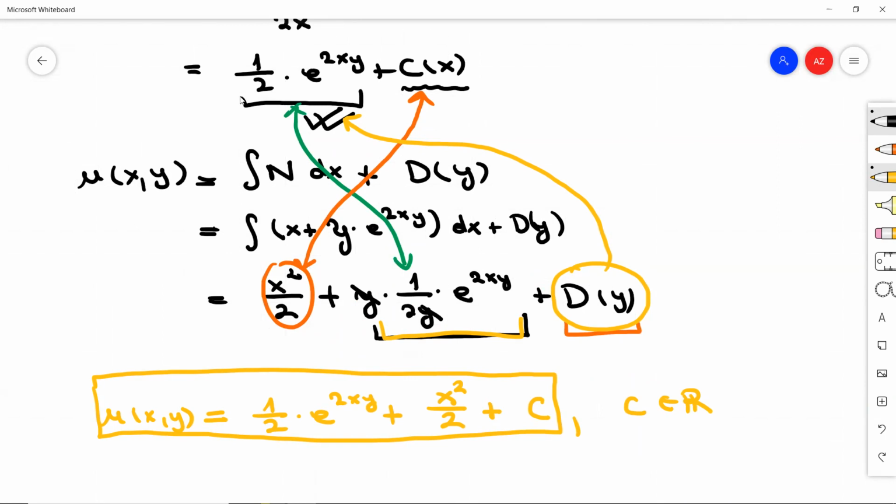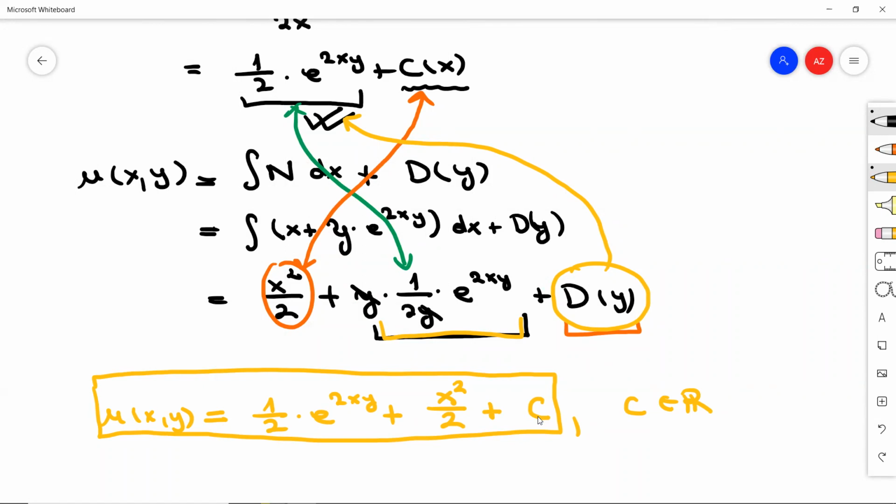But if there was another term in y, it should appear in this line. So we really have all different terms of x and y present, but we also allow this constant c, because this constant c always appears unless we have an initial condition given. Okay, this is all for exact differential equations.